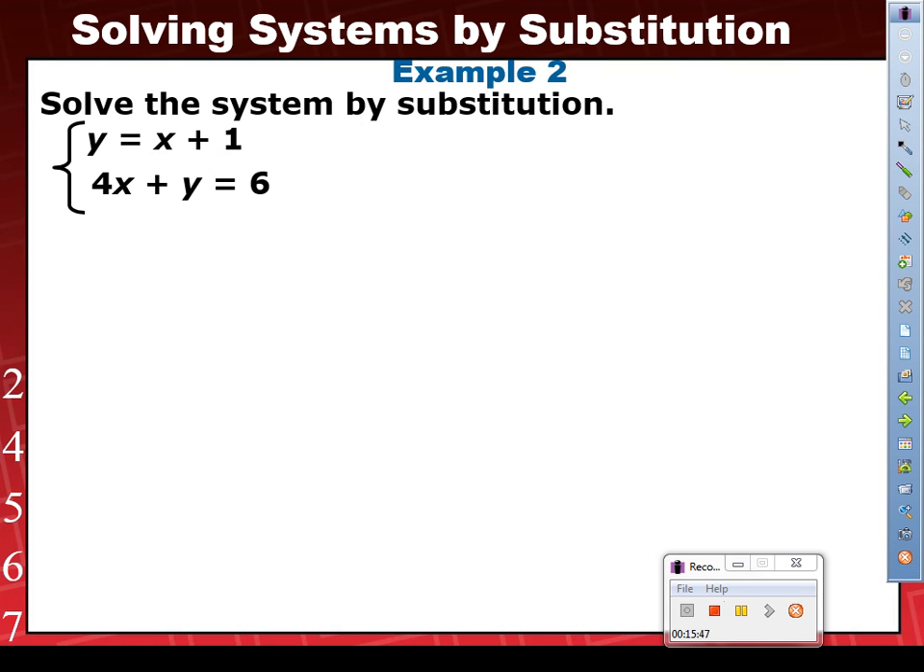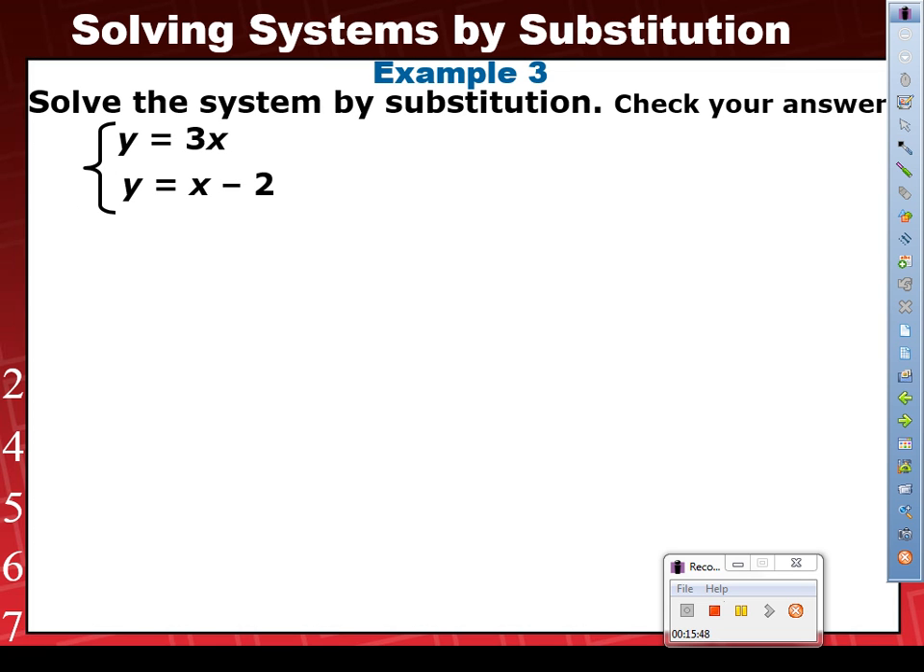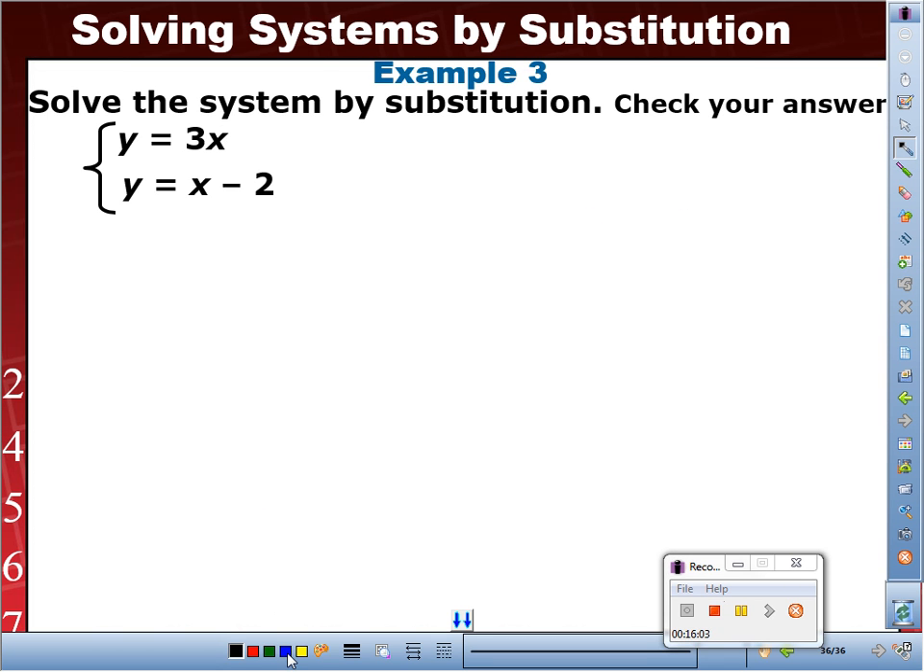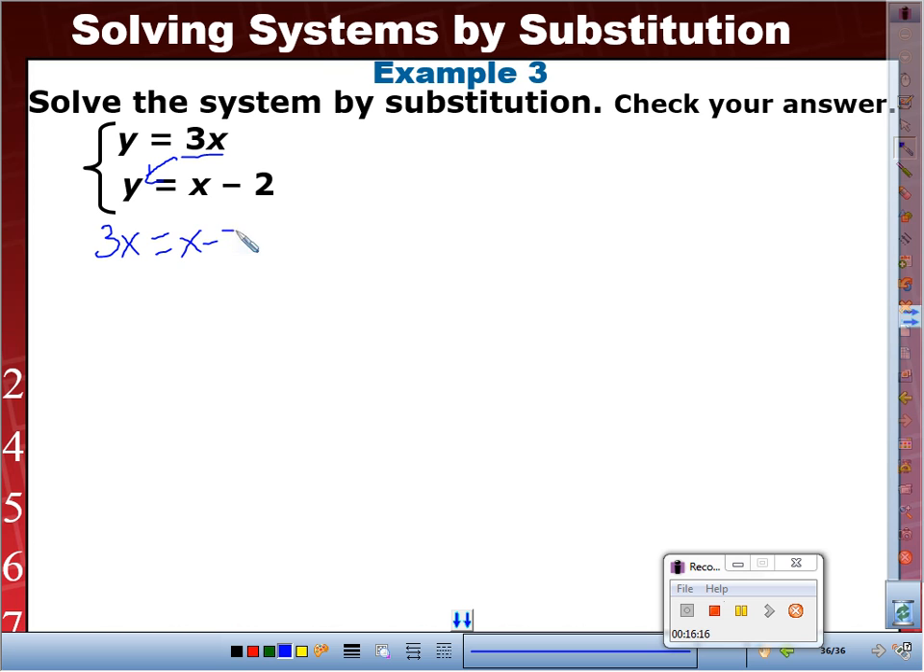Example 3. There it is. y equals 3x and y equals x minus 2. Solve the system. Go. Okay, here it goes. Step 1. Solve one of the equations for one variable. They're both solved. So I'm going to use the top one. What is y? 3x. So in the second one, instead of writing y, I'm going to write 3x. So this is 3x equals x minus 2. That was step 2.